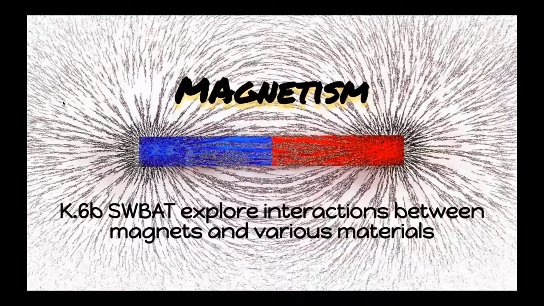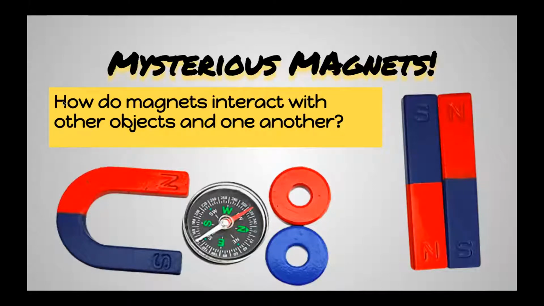Today we've got two questions to focus on with magnets. How do magnets interact with other objects, and how do magnets interact with one another? We're going to explore both of those things, and we're going to use magnets looking like this. These are magnets you might see in your classroom, and they're ones that we are going to use here in the lab today.